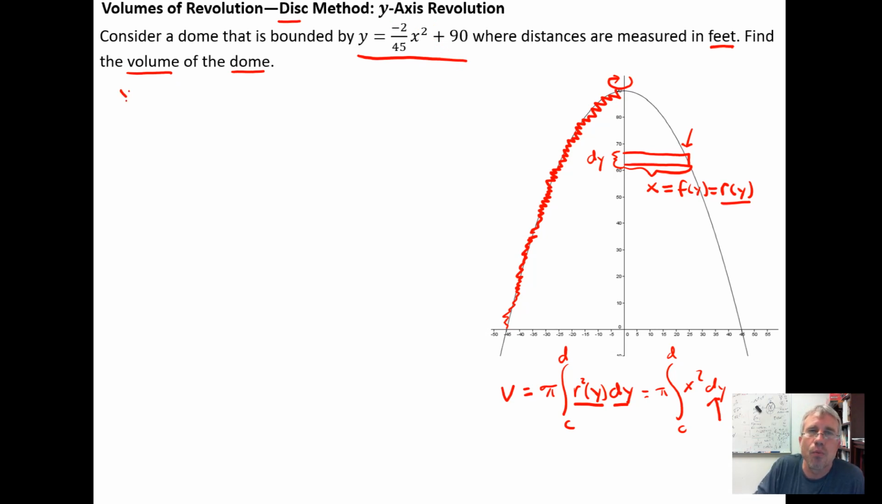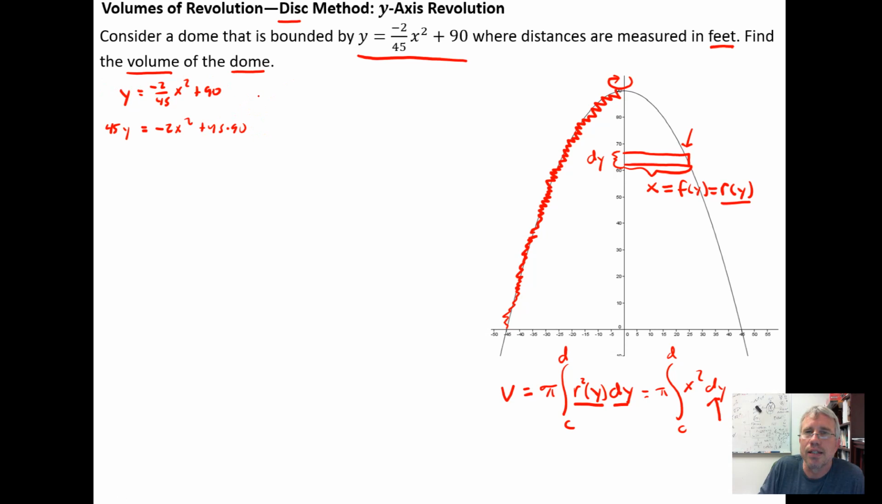So I start off with y equals negative 2/45 x squared plus 90. And then I'm going to go ahead and subtract. Actually, I could multiply through by 45 if I wanted to. There are different ways we could approach this. So to clear the denominator, 45 times y equals negative 2x squared plus 45 times 90. So multiply both sides by 45.